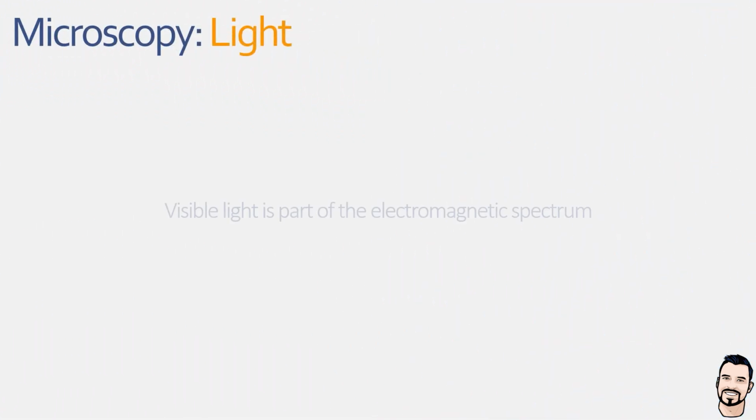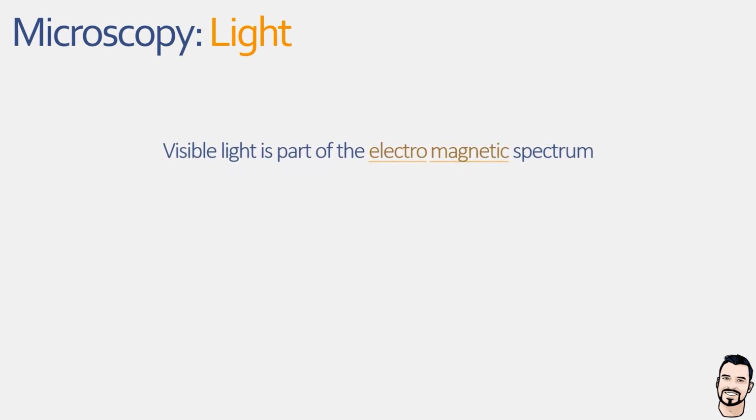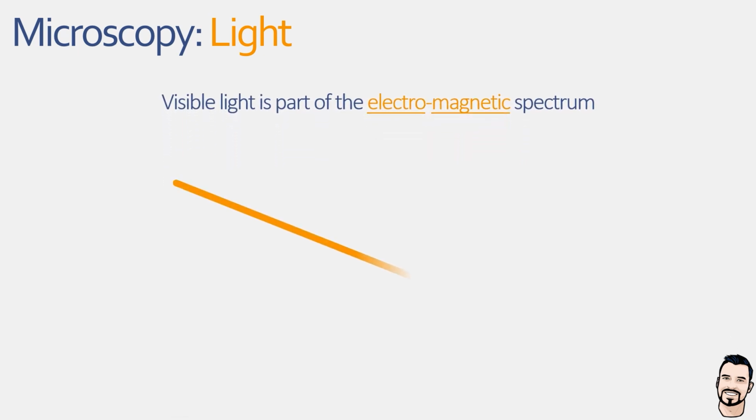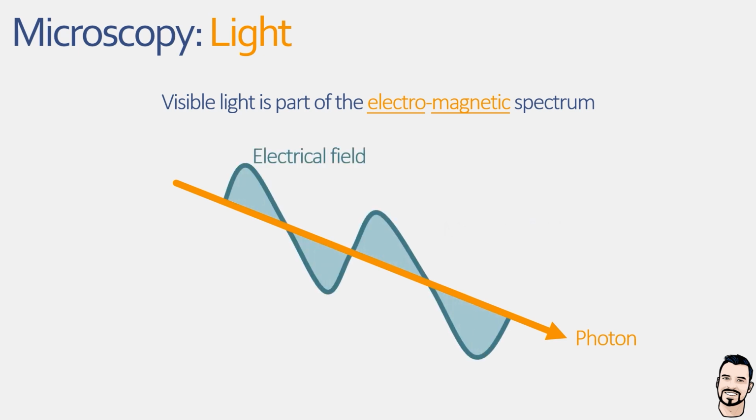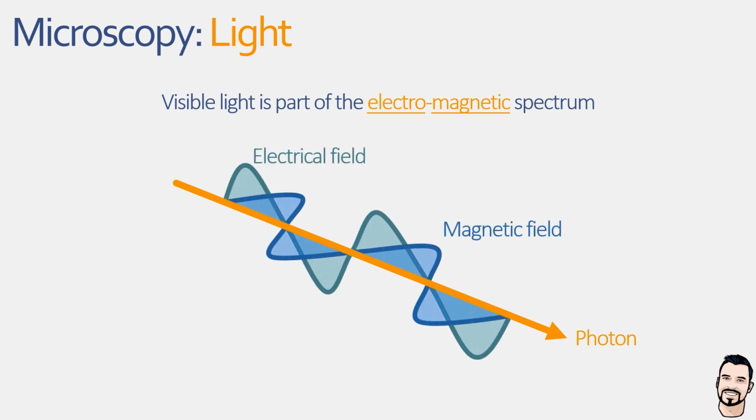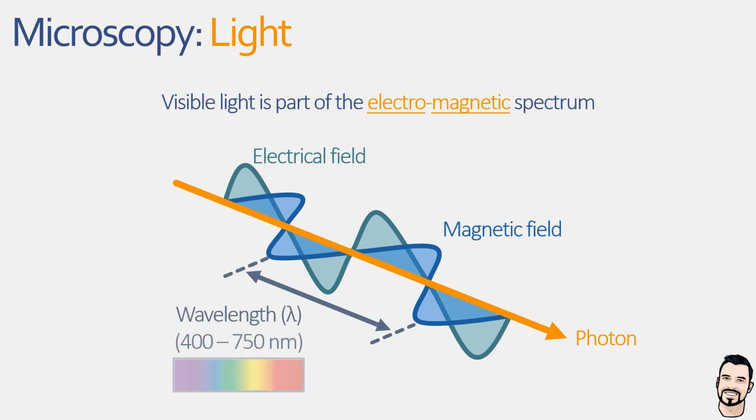And as you might know, light is part of the electromagnetic radiation spectrum, and therefore light is a wave associated with both electrical and magnetic fields. And so if we were to look at a photon of light, we can see there is an electrical field and perpendicular magnetic field. Now these fields move in waves, and the distance between each is known as its wavelength, which different lights have different wavelengths.